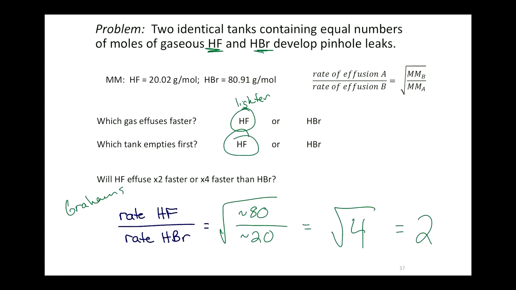Yes, HBr is 4 times heavier than the other molecule, but because we have to square root it, it effuses only 2 times as fast, right? And I just did estimations. You can get a better number, but 2 times as fast is good enough. All right, so that's effusion.